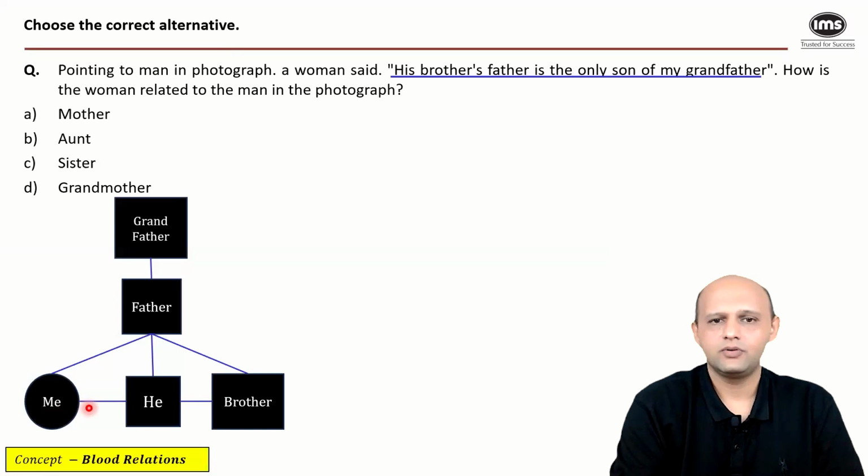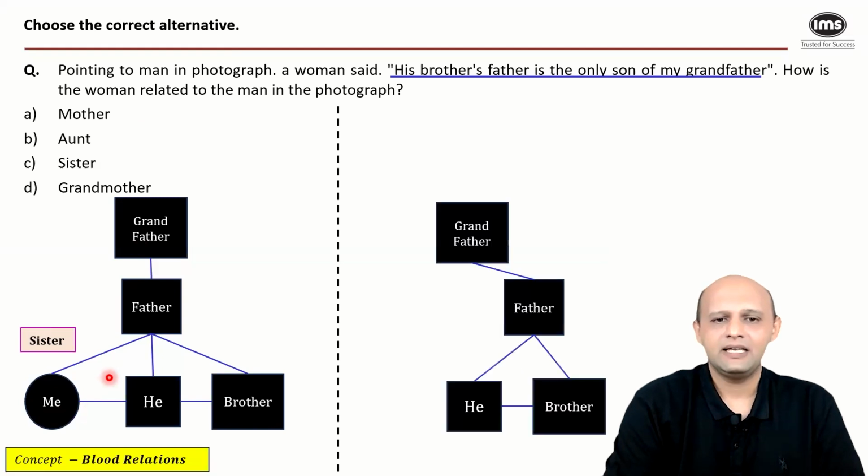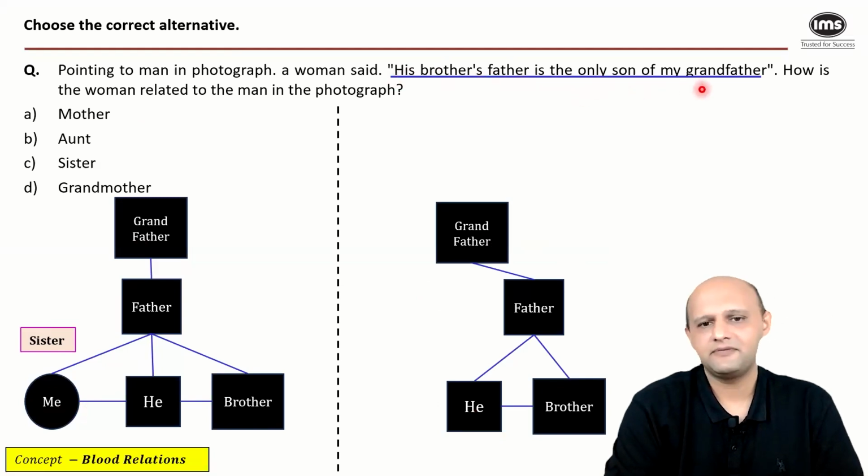In that case, how is the woman related to the man in the photograph? She would be his sister. Okay, that is one possibility. What we could perhaps be missing out on in such cases is if all other things remain same. Okay, as in his brother's father is the only son of my grandfather.